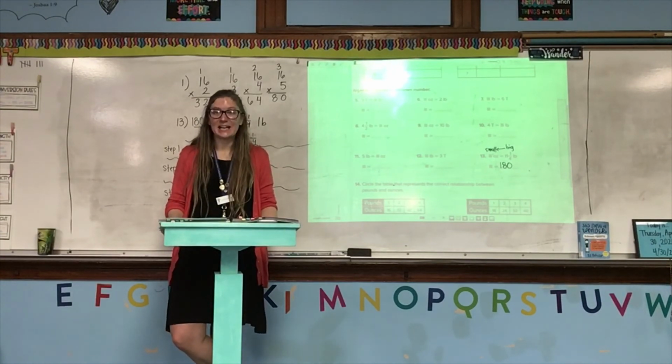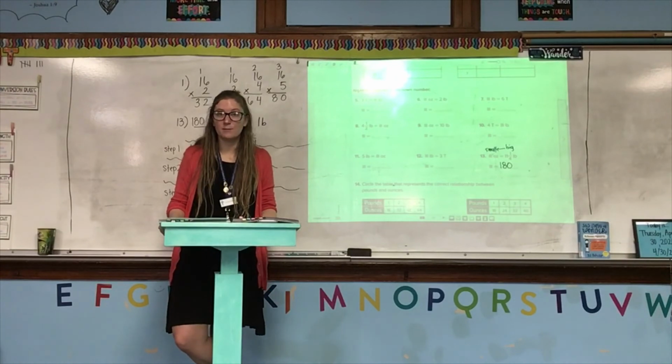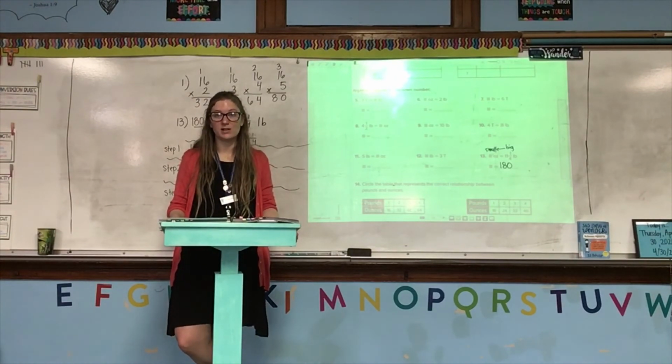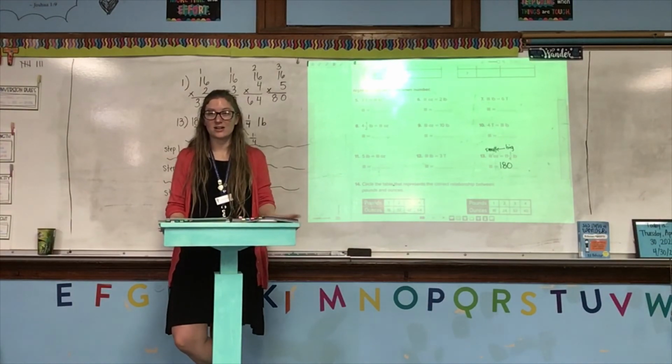Now, numbers 18 and 19 are reasoning and critical thinking. That means you need to use what you know to figure out the correct way to solve a problem, and then you need to use what you know and what you learned today to come up with a brand new answer. Make sure that you are actually thinking this out.